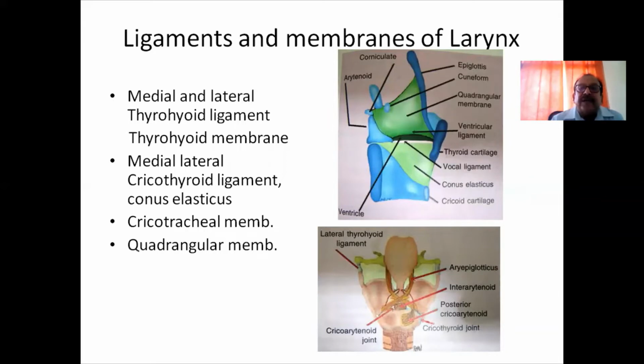Now there are various ligaments and membranes of larynx which divide into various areas. So first of all is the medial and lateral thyrohyoid ligament, then the thyrohyoid membrane, then medial and lateral cricothyroid ligament, conus elasticus, cricotracheal membrane, and the quadrangular membrane. Now, this is the quadrangular membrane, and this is the conus elasticus.